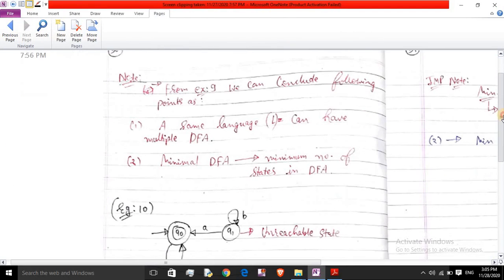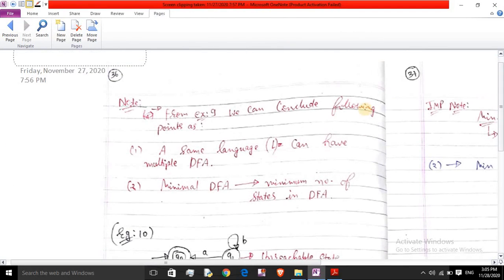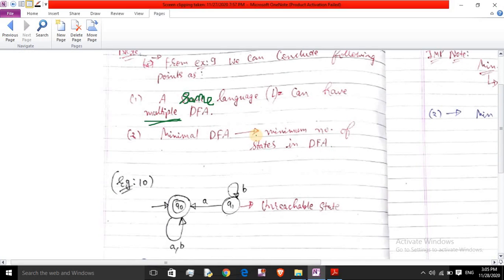Now there are some points we can conclude from example 9. A same language L can have multiple DFAs. Minimal DFA means the minimum number of states should be there.